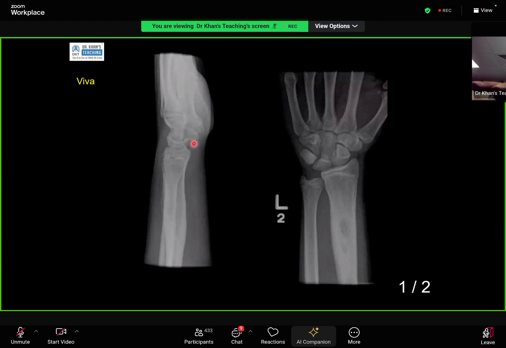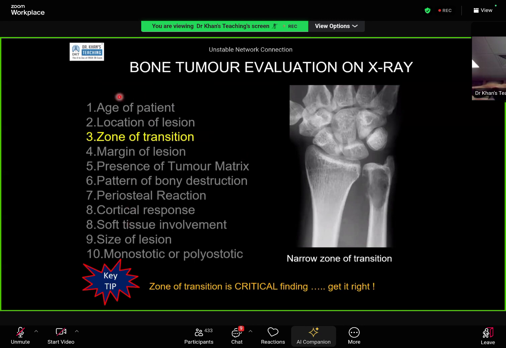So the point is, when you see a case in the exam in the bones, this is a big term. Now, the next session is tumors, where we will consider all of this in great detail. When you see a tumor, what are the 10 things which you look at? Age, location, zone of transition, margin of the lesion, tumor matrix, pattern of bony destruction, periosteal reaction, cortical response, soft tissue involvement, size, and whether it is monostotic or polyostotic.